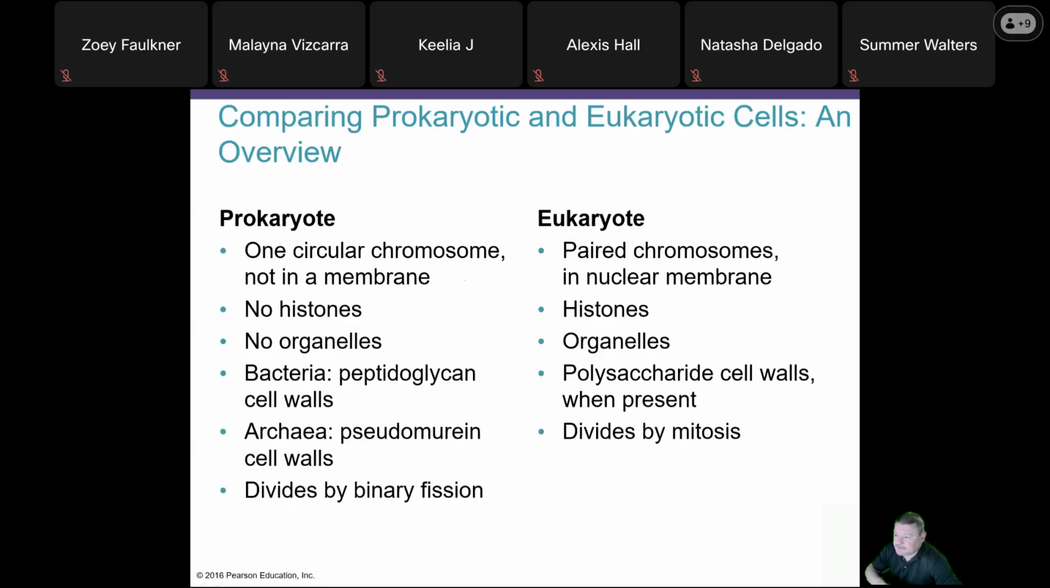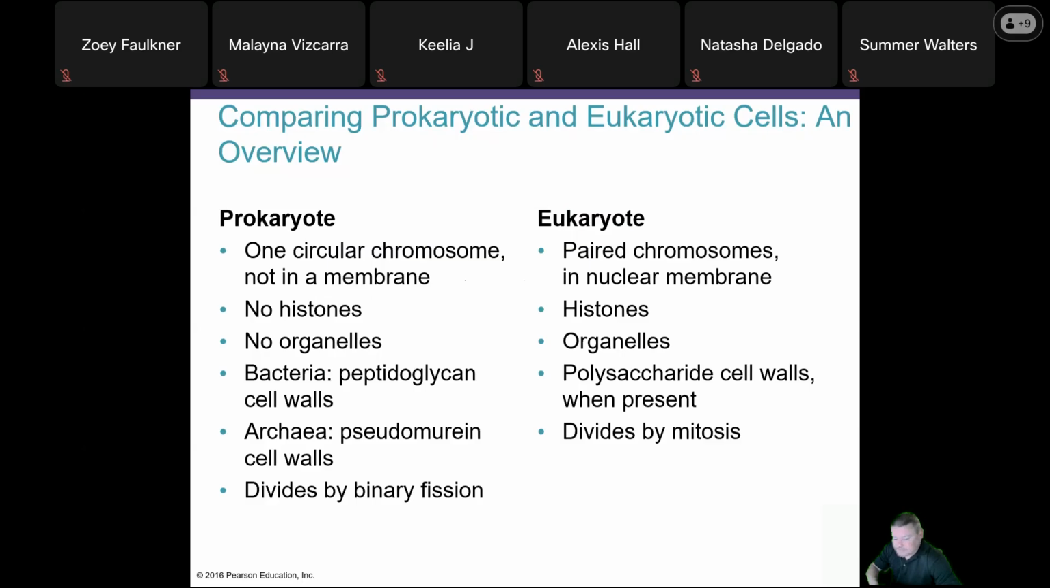And that's something we're going to look at closely. And we'll do the Gram stain. I'll go over how that works and tell you why it matters, which type of cell wall it has. The archaea are going to have what's called a pseudomurein cell wall. So they don't have the peptidoglycan.